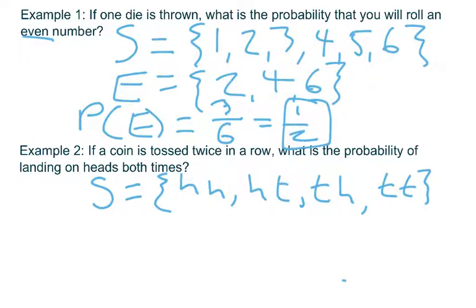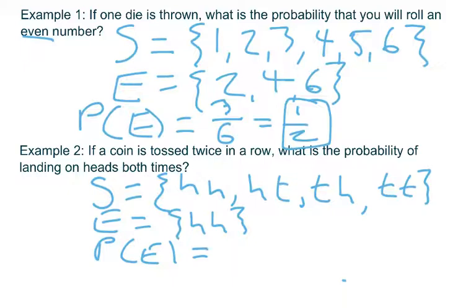The outcomes that you are interested in is the single outcome where you get heads both times. So the probability of the event, the number of outcomes that you care about, that you're interested in, and there's only one, over the total number of all possible outcomes, and there's 4, the probability is 1/4. So I hope that makes sense.